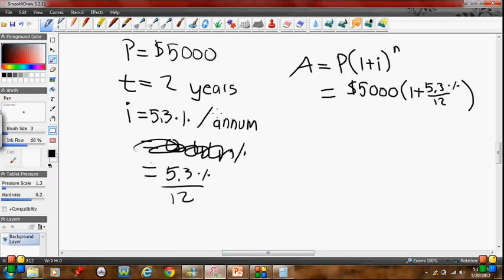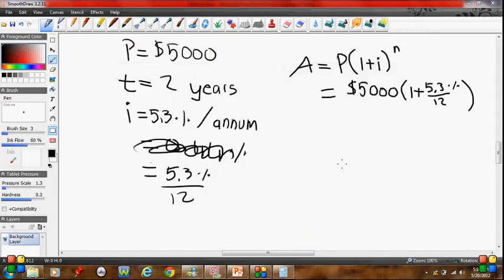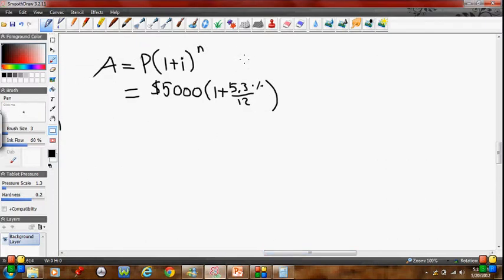However, for this example, we can see that the interest rate is compounded monthly, but the period given to us is yearly. We're given the time in years, which is 2 years. So we have to change the compounding period to match. We have to change years to months, and we can do that by multiplying by 12. So 2 years multiplied by 12 months.